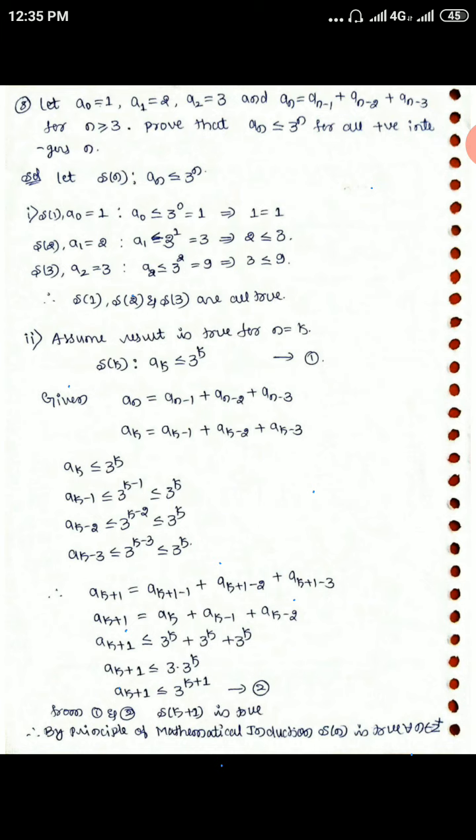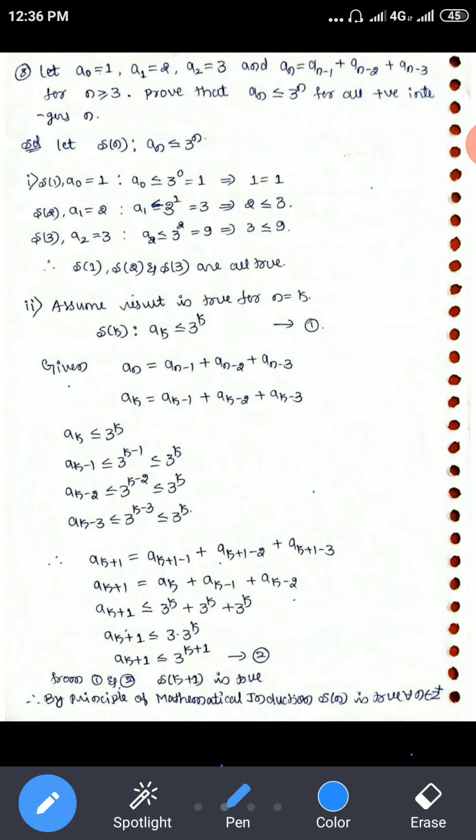Don't worry. So let A naught be equal to 1, A1 is equal to 2, A2 is equal to 3 and An is equal to An minus 1 plus An minus 2 plus An minus 3 for n greater than or equal to 3. Prove that An is less than or equal to 3 raised to n for all positive integers n. So we have to prove it. So let S of n be such that An is less than or equal to 3 raised to n.